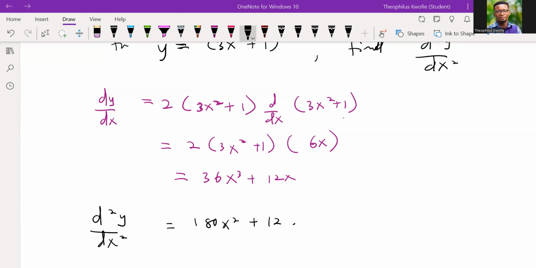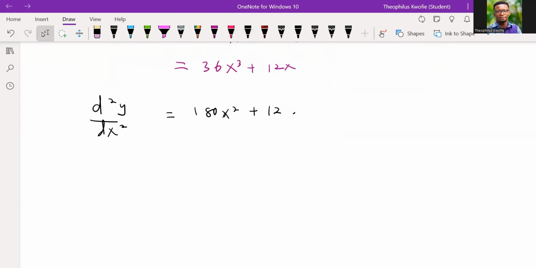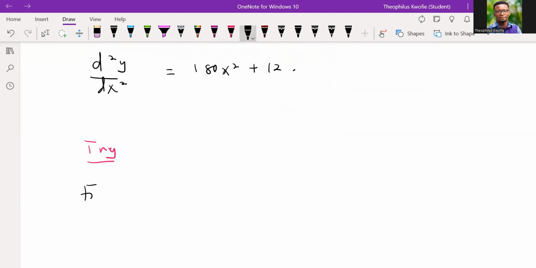Now let me challenge you a bit. What if I give you a problem as this to solve? I would say try this one. If I ask you to try this problem, how do we tackle this? I ask you to find the fourth derivative of 1 over x to the power 2. So you can pause the video, then you try it.